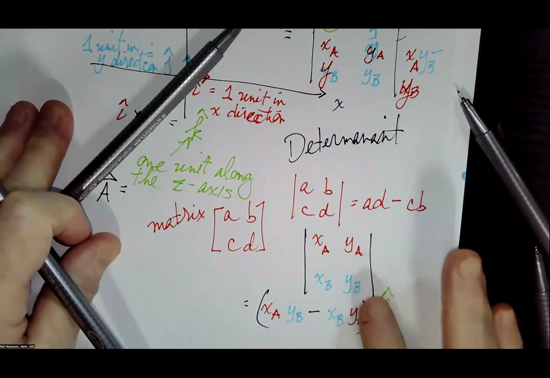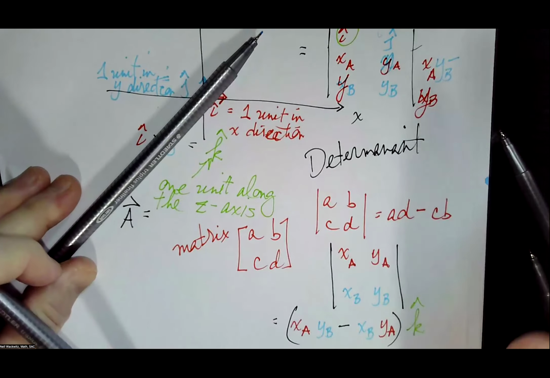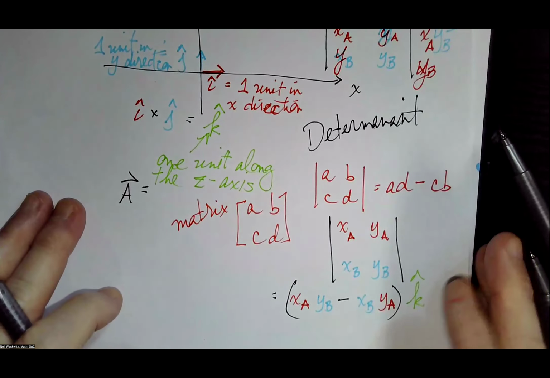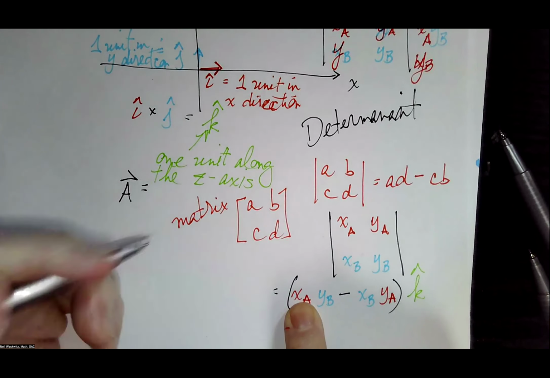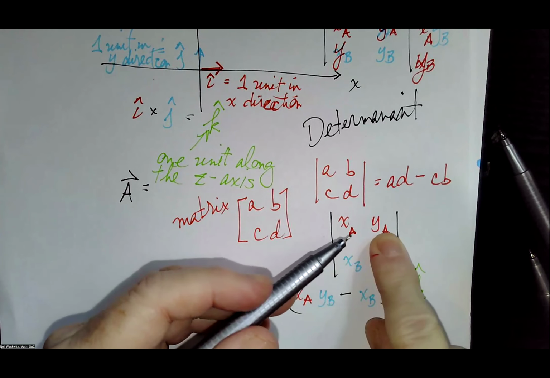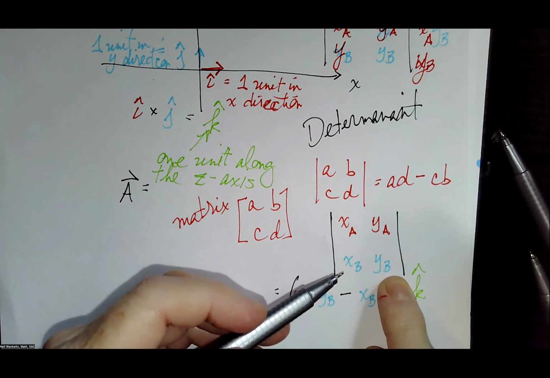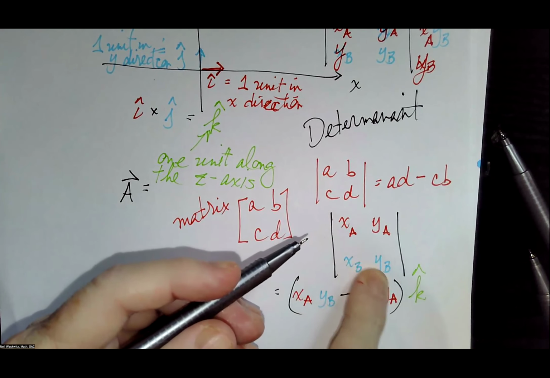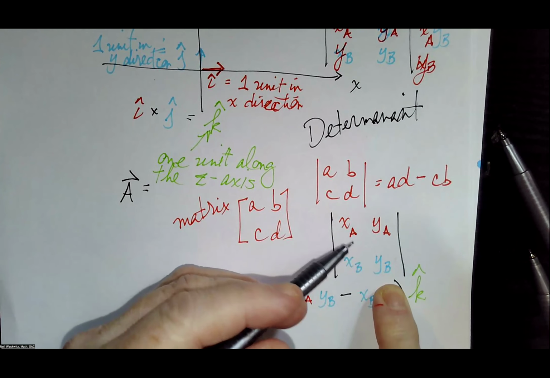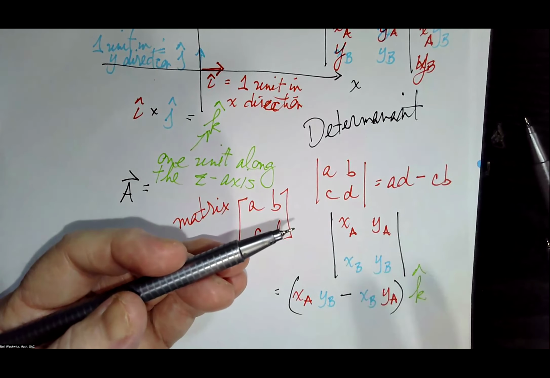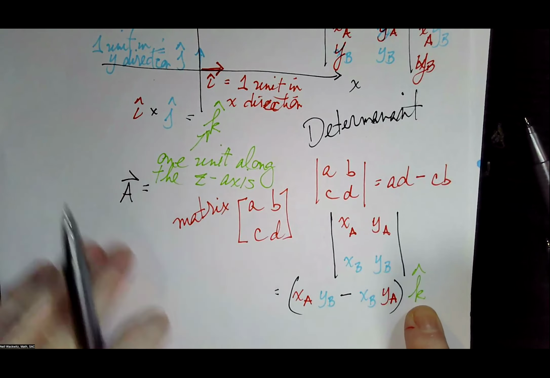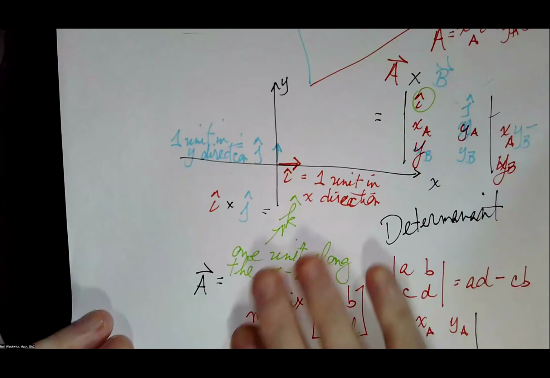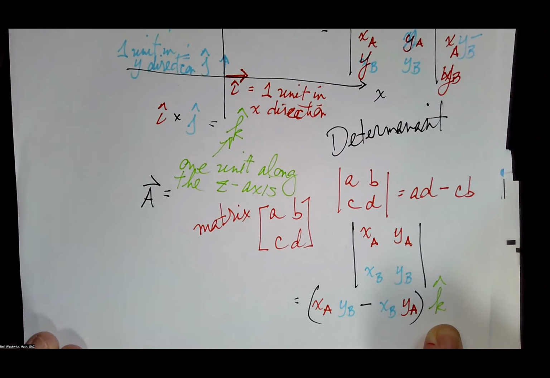So if A and B are in the plane, so 2-dimensional, then the cross product, and cross products are vectors, is: you put the coordinates of A, you put the coordinates of B, you find the determinant of that matrix, so primary diagonal minus the minor diagonal, and the direction is going to be in the k direction.